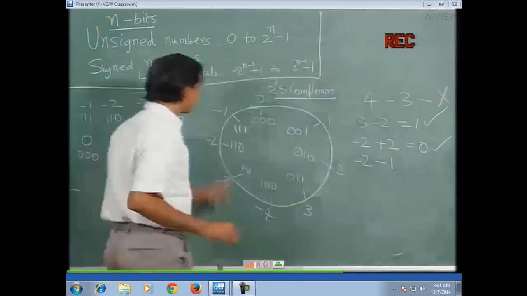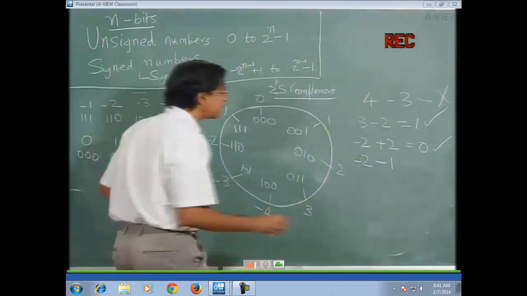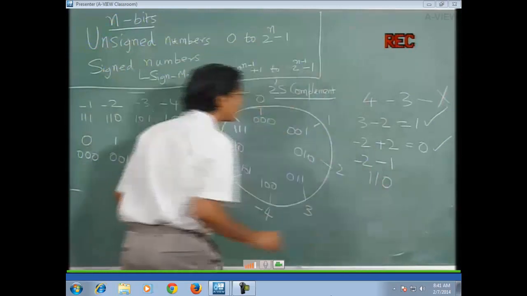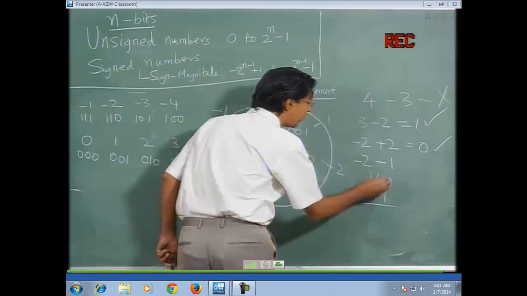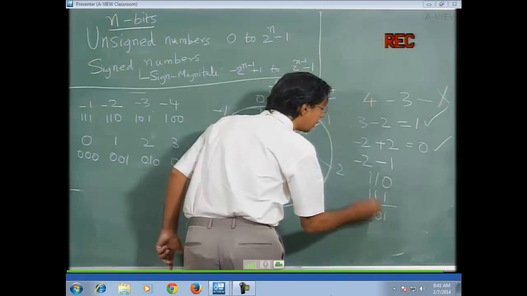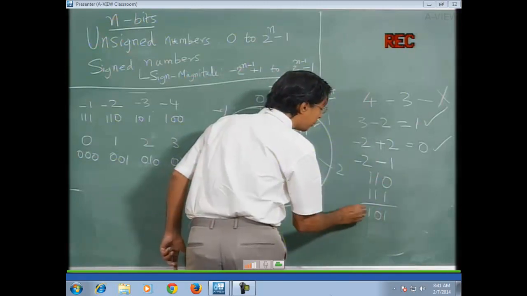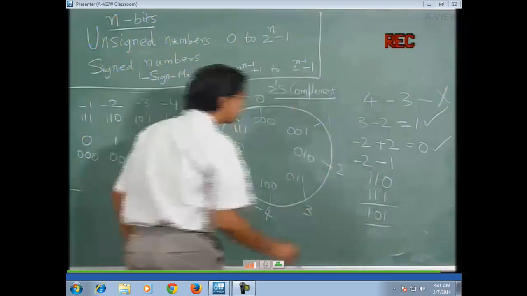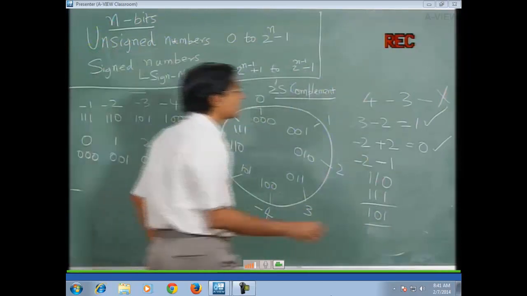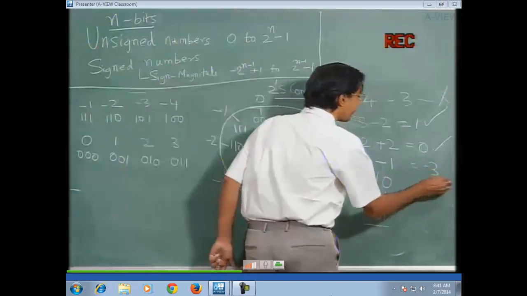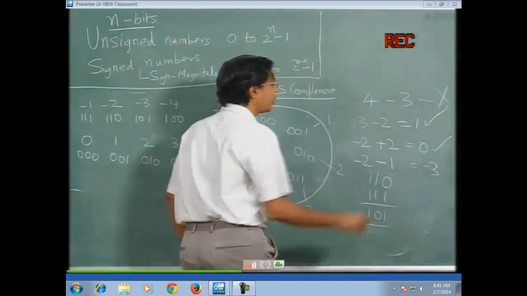The representation of minus 2 is 1, 1, 0. The representation of minus 1 is 1, 1, 1. Add them: 1 plus 1 is 0, 1 plus 1 is 1, and the carry goes off. I get 1, 0, 1. And what is the representation for 1, 0, 1? It is minus 3. It's also correct.